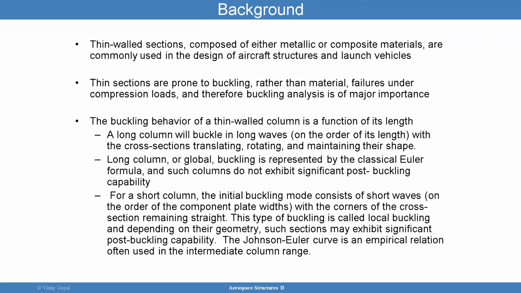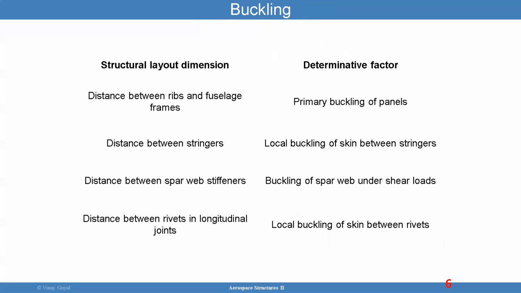However, when you look at a very short column, the initial buckling will consist of short waves, with the corners of the cross-section remaining straight. So this type of buckling is called local buckling and depends on the geometry. And those sections will exhibit a lot of post-buckling capability. The Johnson-Euler curve, people use it to try to understand the buckling behavior.